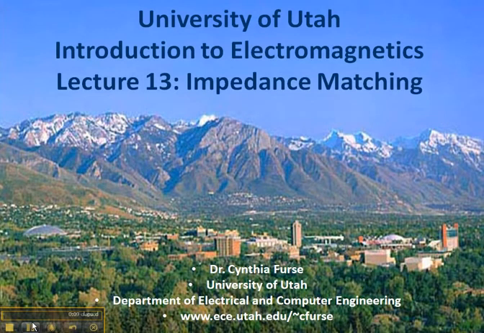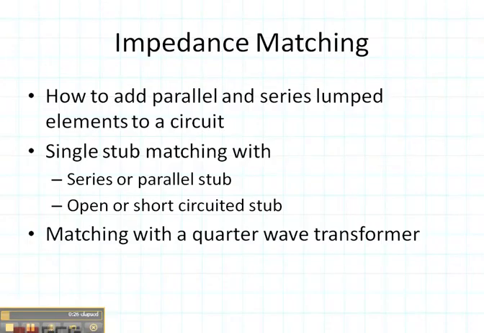The idea of impedance matching is to be able to connect something like an antenna or another kind of load that might not be 50 ohms. We want to be able to connect that to a 50 ohm generator or a 50 ohm transmission line and not have any reflections, and therefore we want to do an impedance matching circuit.